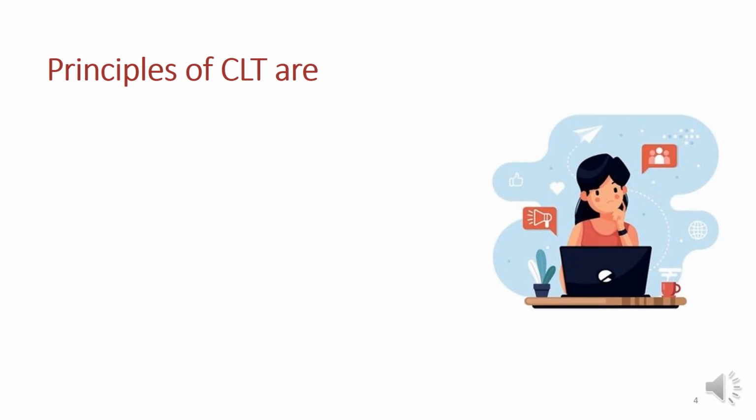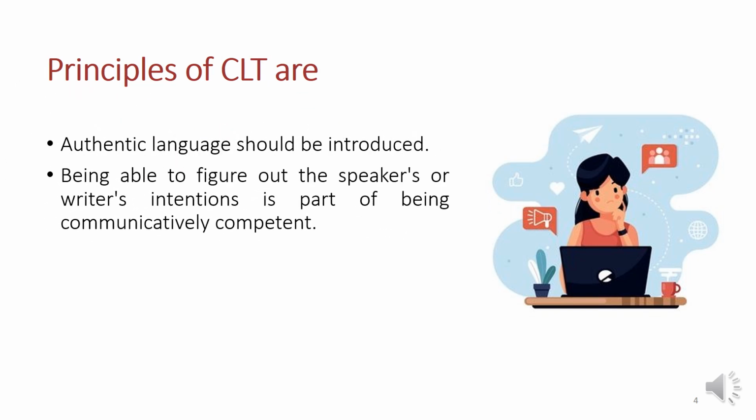So what are the principles of CLT? The first one is that whenever possible, authentic language, meaning language as it is used in a real context, should be introduced. Then, being able to figure out the speaker's or writer's intentions is part of being communicatively competent. Also, the target language is a vehicle for classroom communication, not just the object of study.